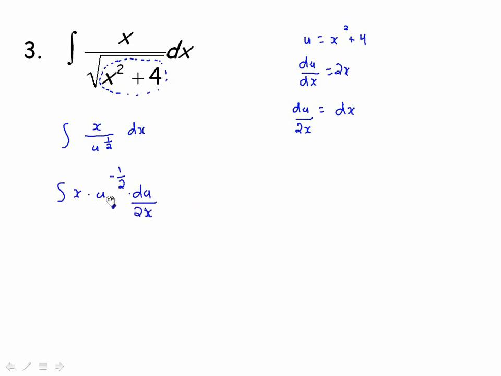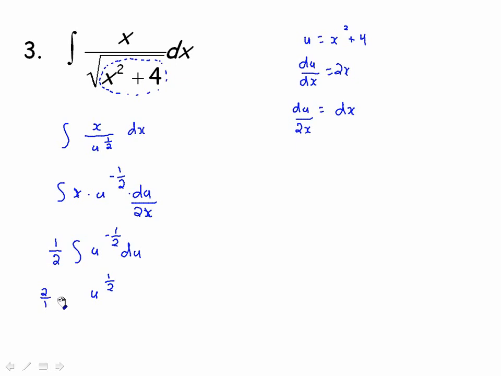Now, this does cancel out our x's. I'm going to take that factor of 1/2 outside the integral. So 1/2 u to the negative 1/2 du. And now, if you anti-differentiate this one, you'll get u to the add 1, which is to the 1/2. So you're dividing by 1/2, meaning you're multiplying by 2 over 1.